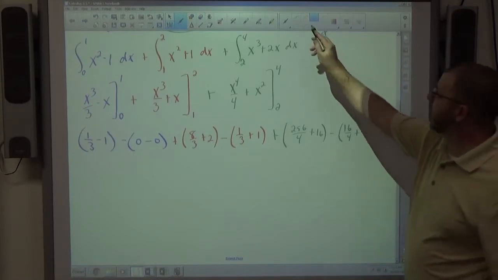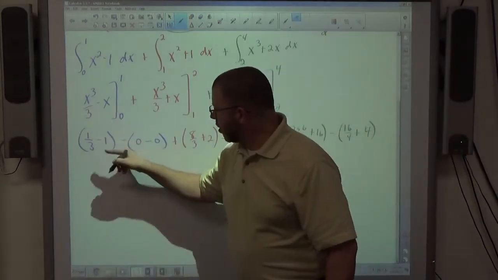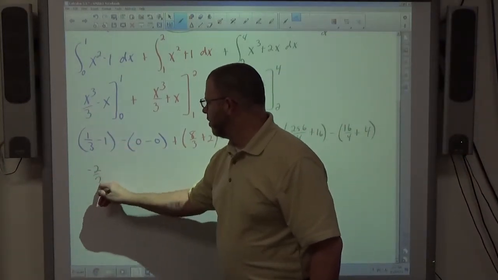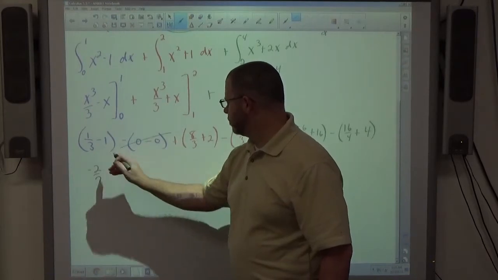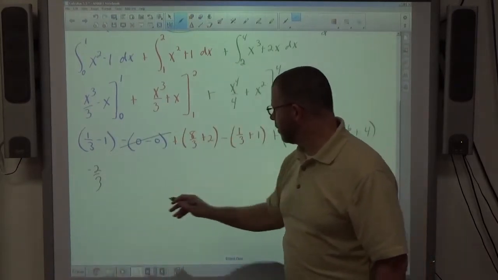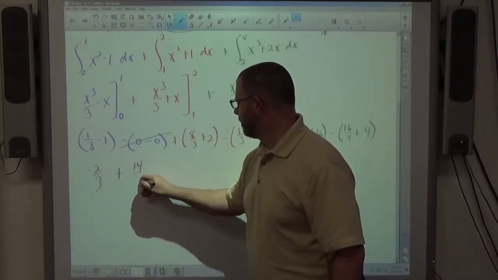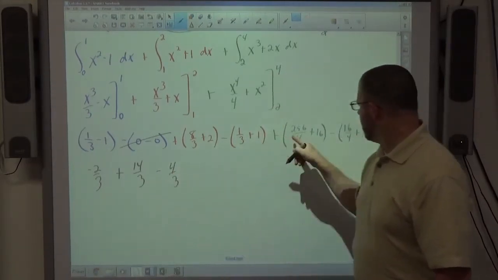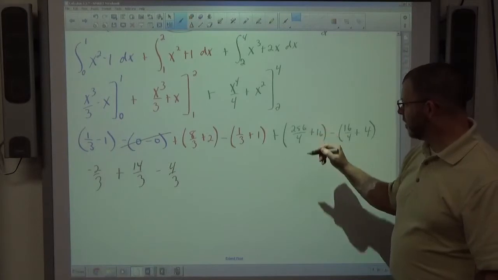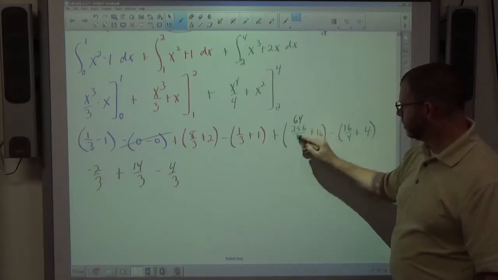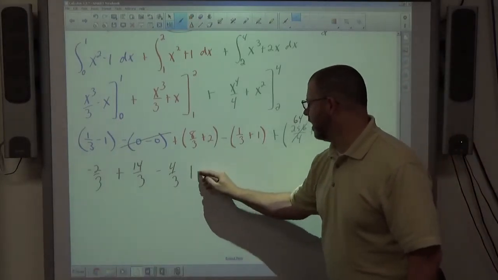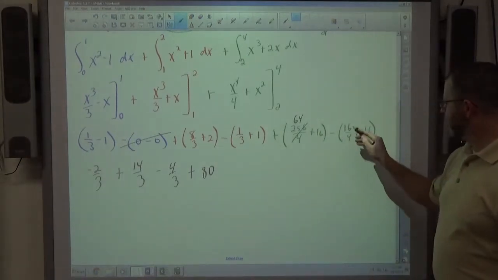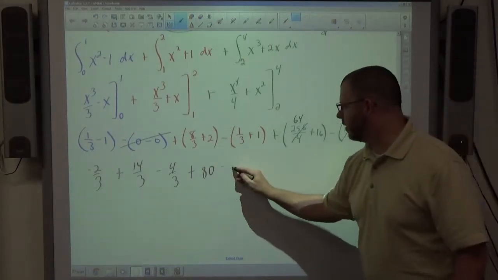And then we simply evaluate all these individually. 1/3 minus 1 is negative 2/3. Minus 0 we can leave alone. 8/3 plus 2 is going to be 14/3. 1/3 plus 1 is 4/3. 256 fourths is 64. 64 plus 16 is 80. And 16 fourths is 4. 4 plus 4 is 8.